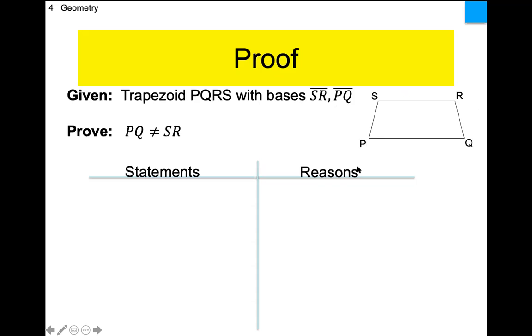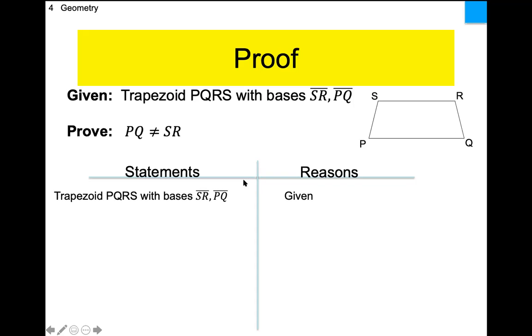All right. Once again, proof by contradiction works great when there's a binary choice. Think about it. There are only two possibilities. Either PQ is equal to SR or it's not equal. There's no third choice. That's why proof by contradiction works really well when there are only two choices. Either they're equal or they're not equal. There's no other option. So we're going to prove this one by contradiction.